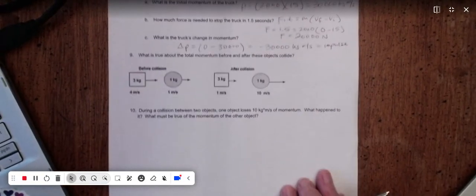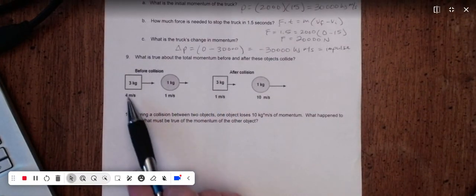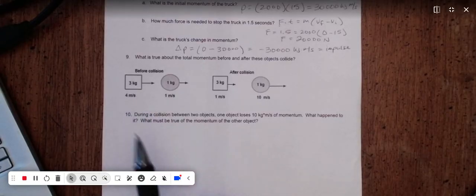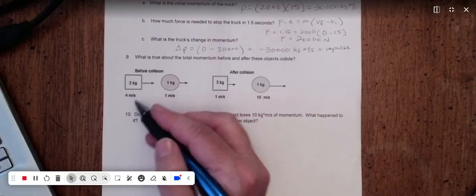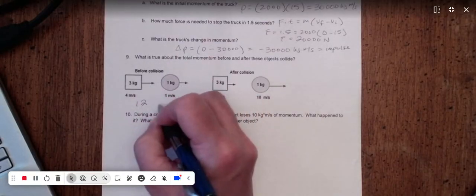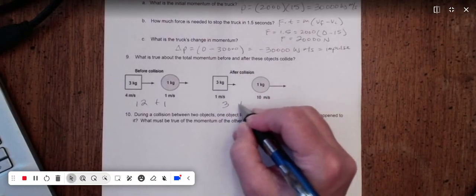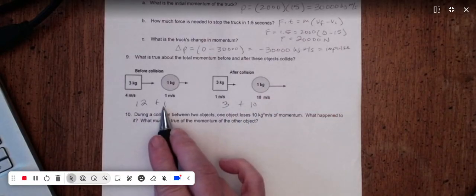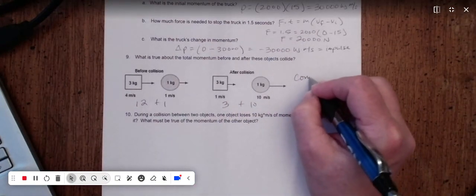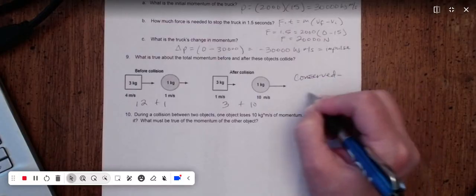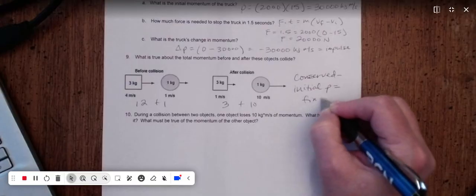Okay, what is true about the total momentum before and after these objects collide? So we've got two objects, and let's see, if we calculate their momentum values, their mass times velocity, we got 12 plus 1 equals 3 plus 10, 13, 13. So total momentum is conserved. Initial momentum equals final.